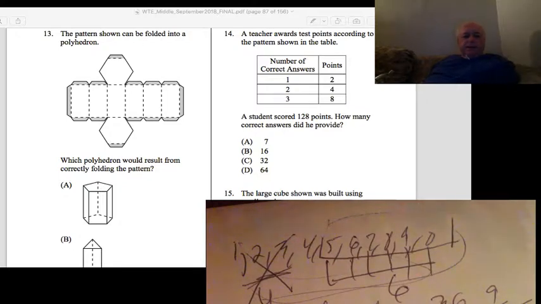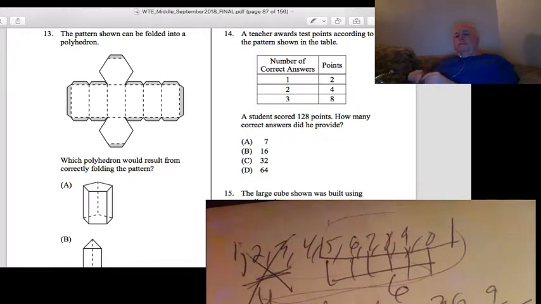So you have 7, 16, 32, and 64. So if you notice on the right-hand side, the pattern is that the numbers are doubling. 1 is 2, 2 is 4, 3 is 8. So we have 1, 2, 3, 2, 4, 8.